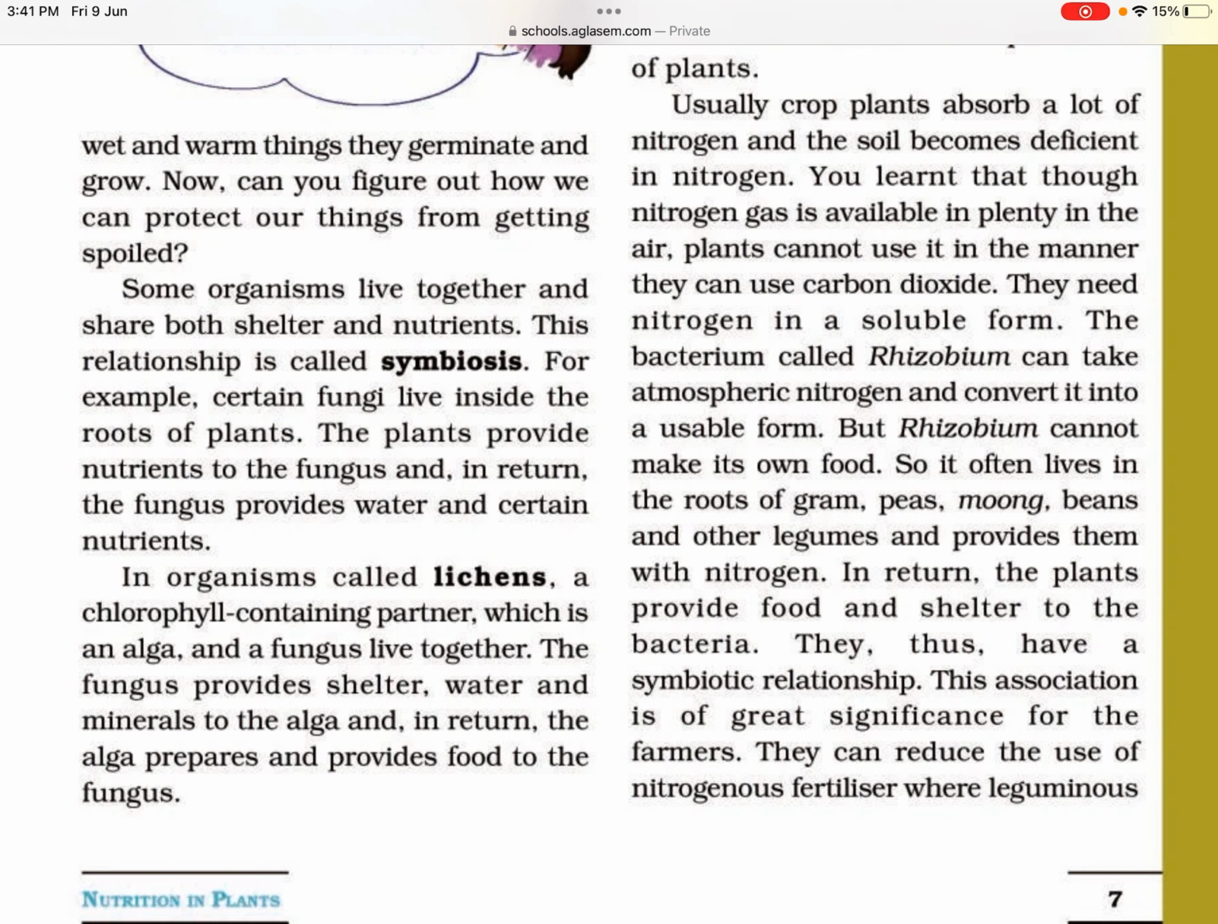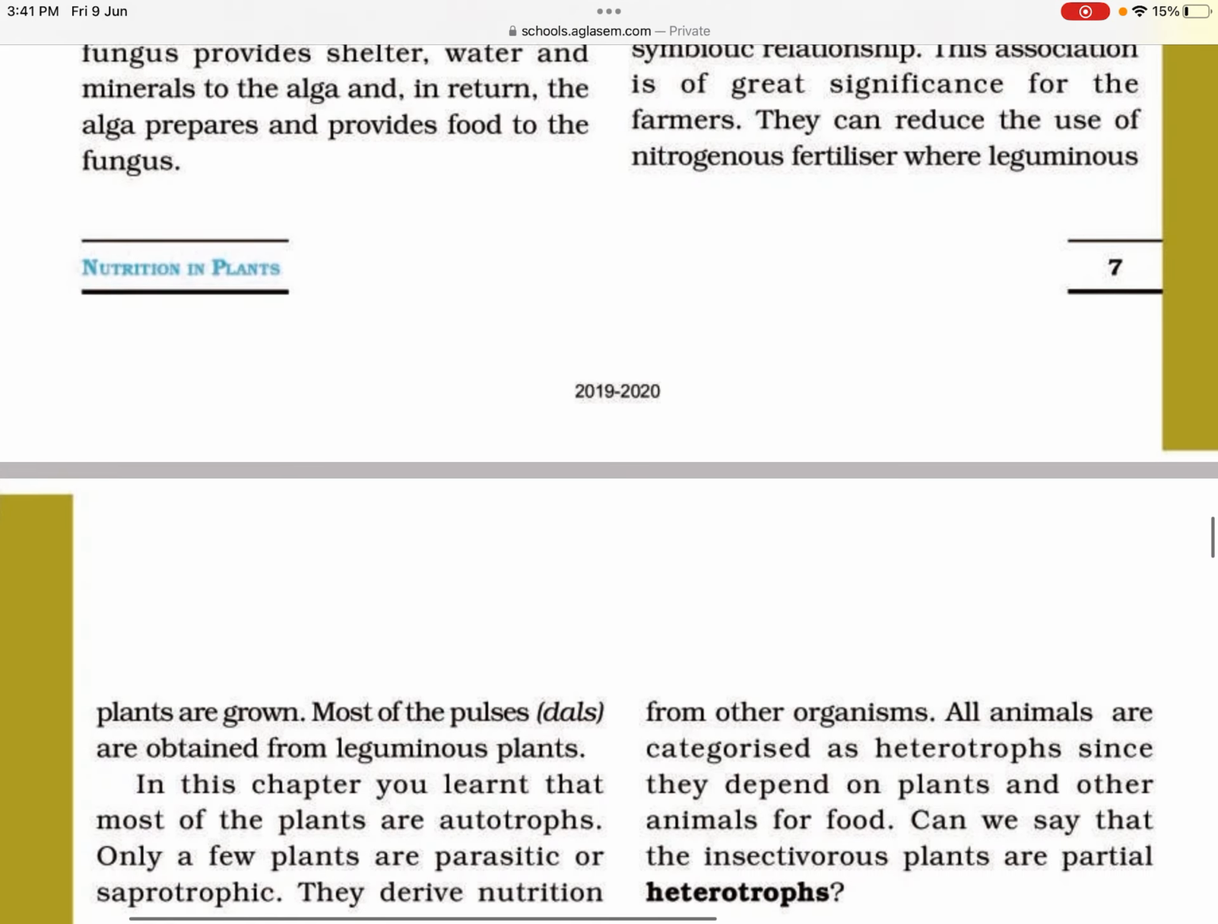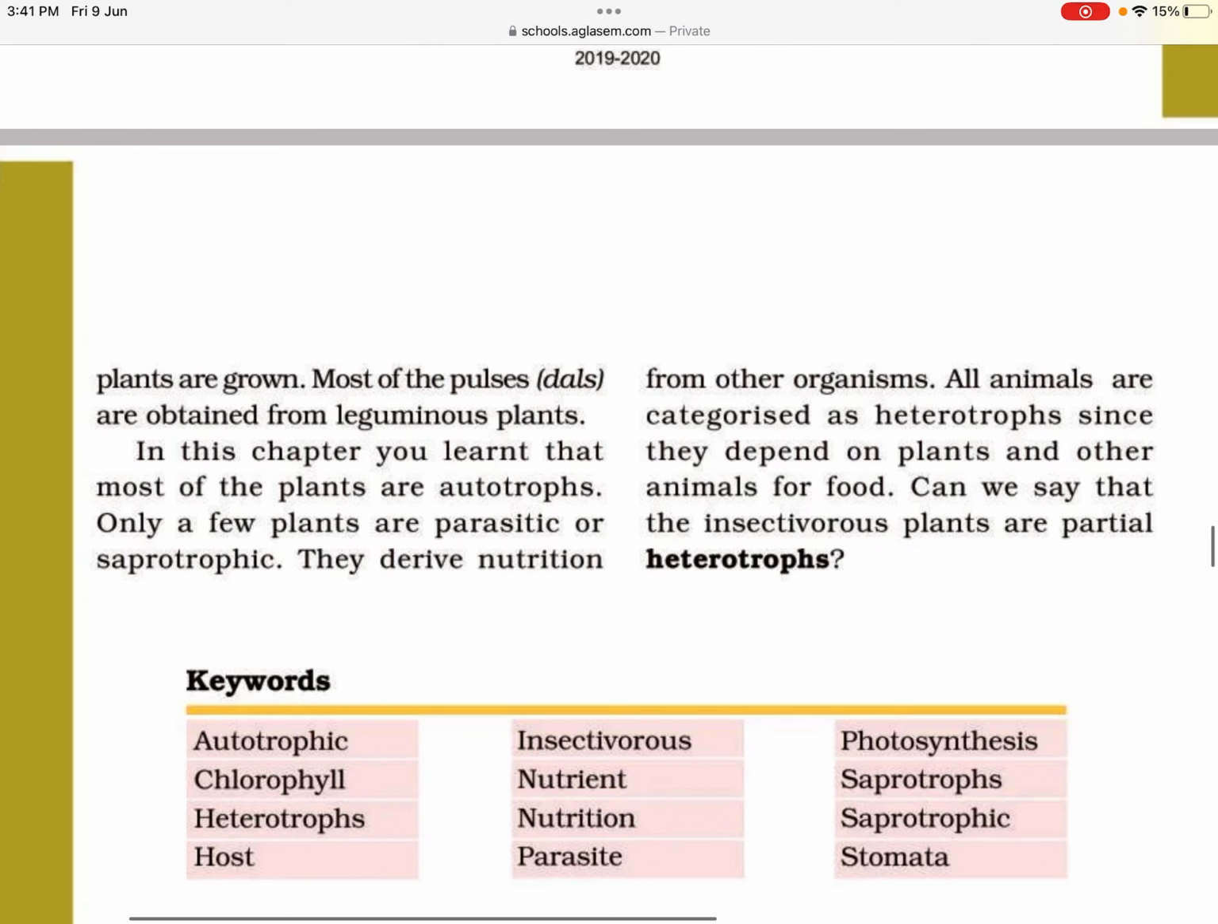The bacteria called rhizobium can take atmospheric nitrogen and convert it into a usable form, but rhizobium cannot make its own food, so it often lives in the roots of gram, peas, moong, beans and other legumes and provides them with nitrogen. In return, the plants provide food and shelter to the bacteria. They thus have a symbiotic relationship. This association is of great significance for the farmers. They can reduce the use of nitrogen fertilizers where leguminous plants are grown. Most of the pulses, dals, are obtained from leguminous plants.